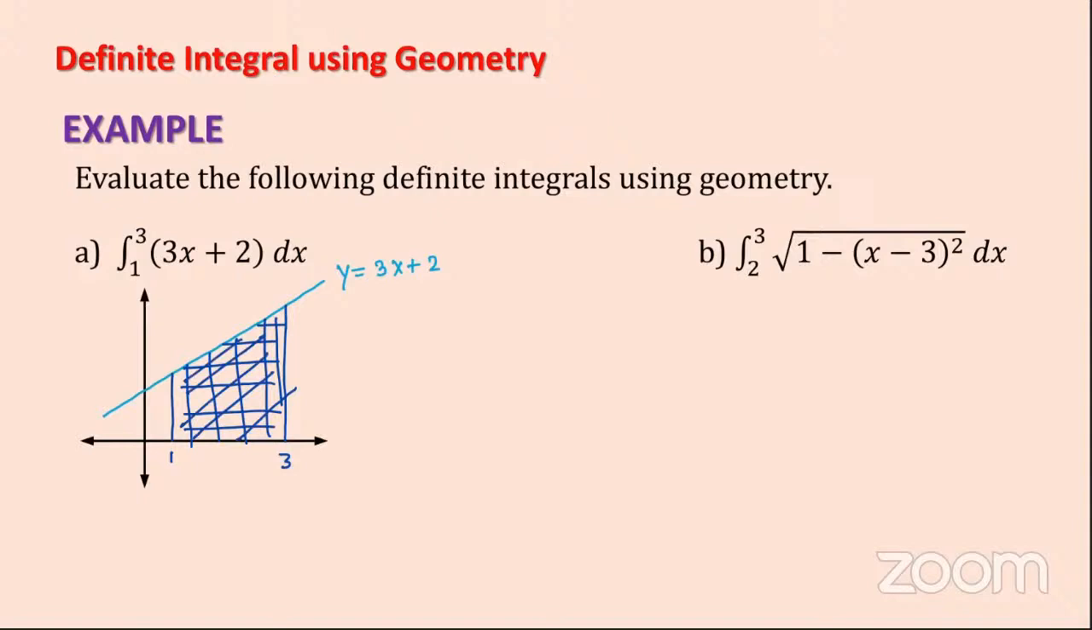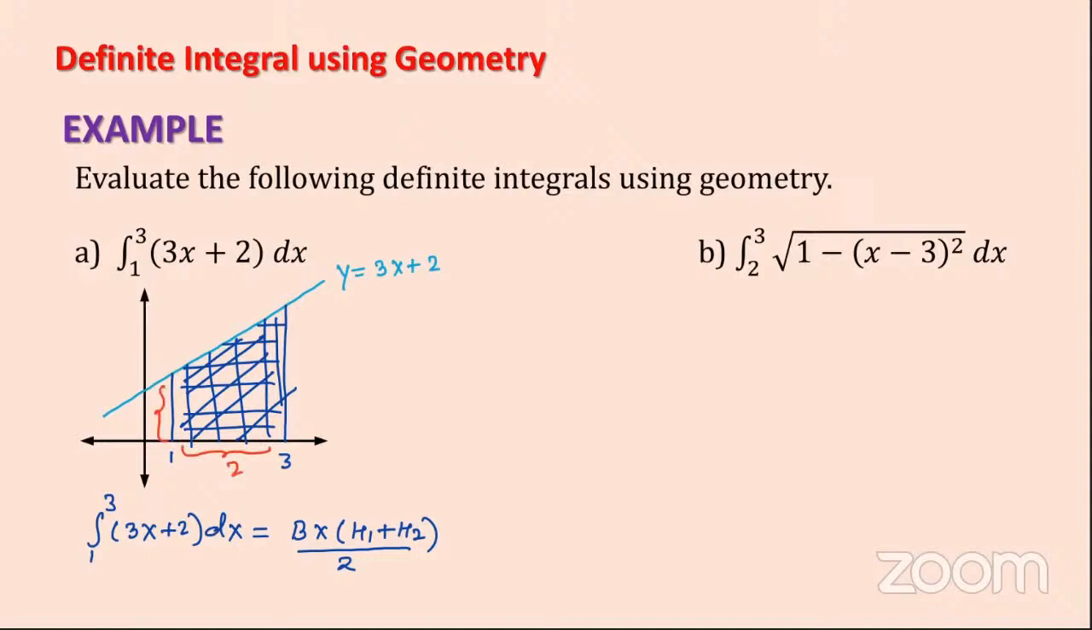What is this shape? What do you see here? Trapezoid, right? It's a trapezoid. So that definite integral, integration from 1 through 3 of 3x plus 2 dx, is equal to the area of that trapezoid, which is base times height 1 plus height 2, divided by 2. That's our formula. To find the area of the trapezoid, we need the base of the trapezoid, which is down here from 1 through 3. How long is the base? 2 units. That's right. From 1 up to 3, that's 2 units.